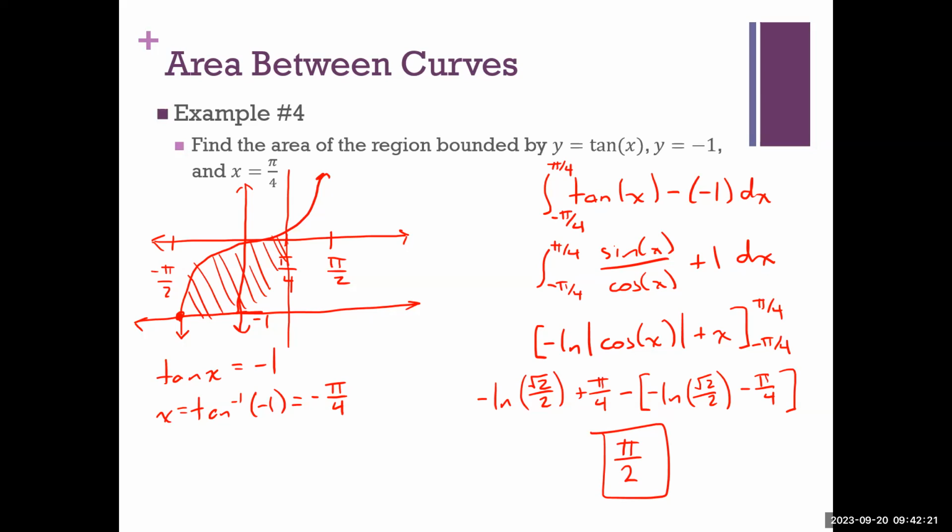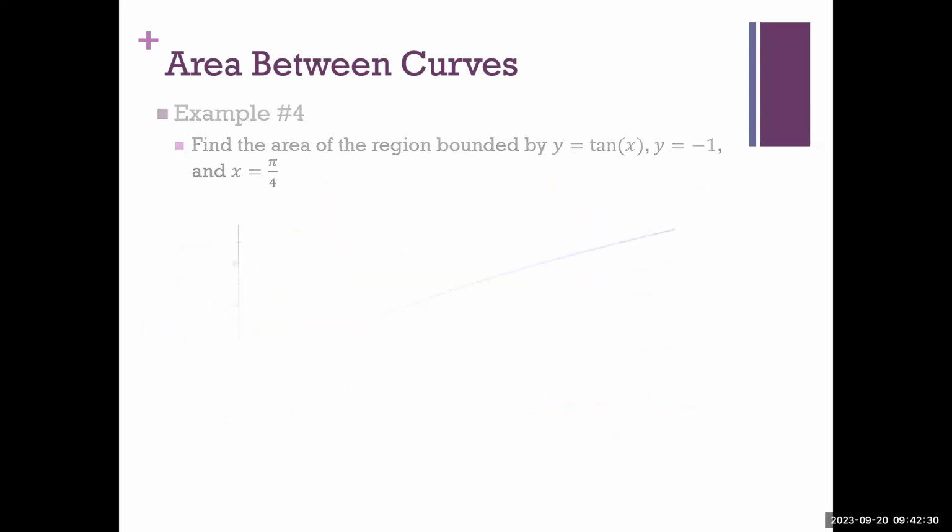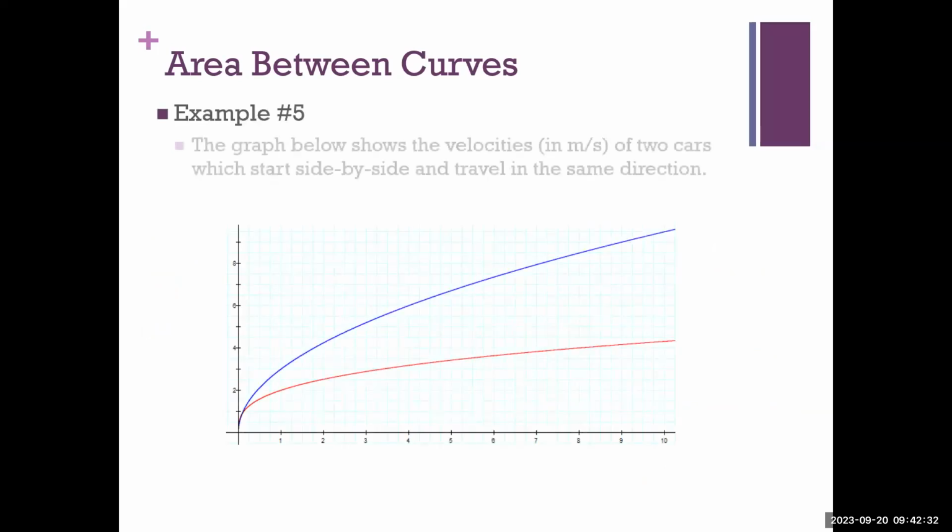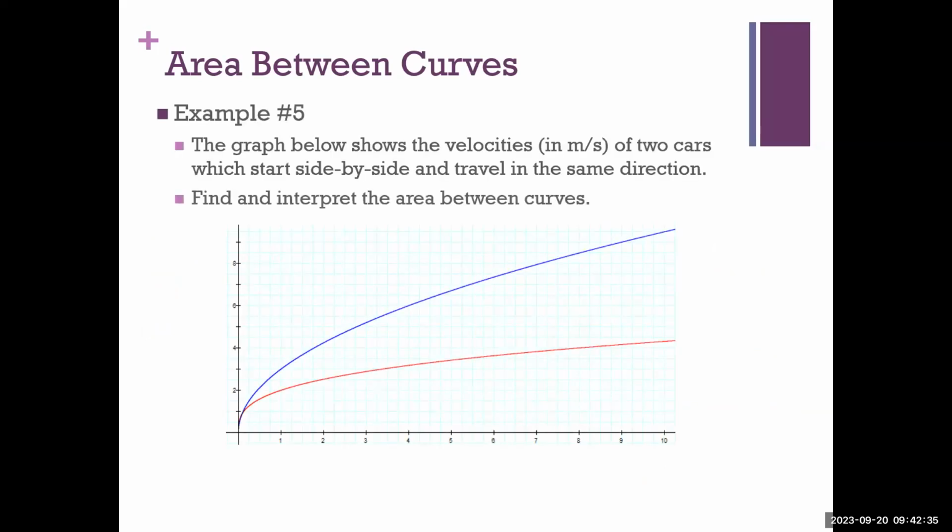Questions? Happy with this so far? Okay, so let's talk about conceptually what might be going on here. So I have two graphs here, one blue, one red, and the y values represent the velocity of these two cars, and the horizontal axis represents the time they've been traveling.